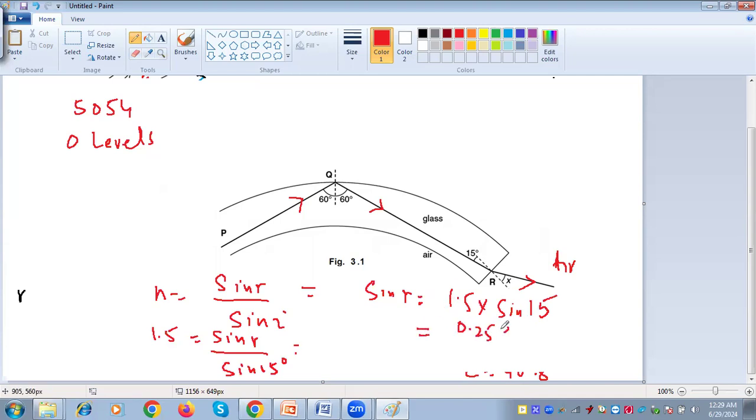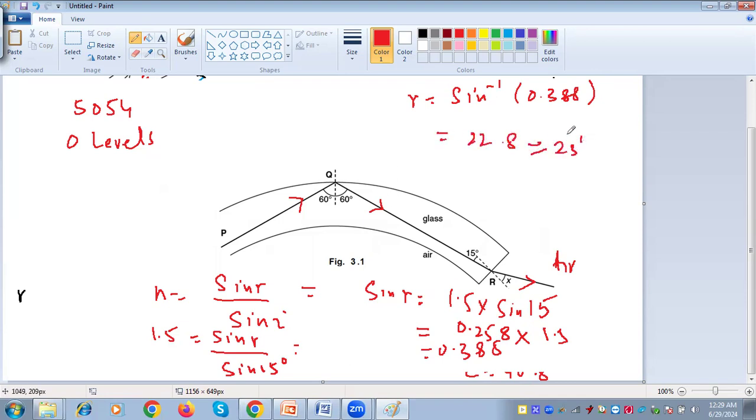Sine 15 is 0.258, into 1.5, 0.388. So what is r? Sine inverse 0.388, 22.8, means almost 23 degrees.